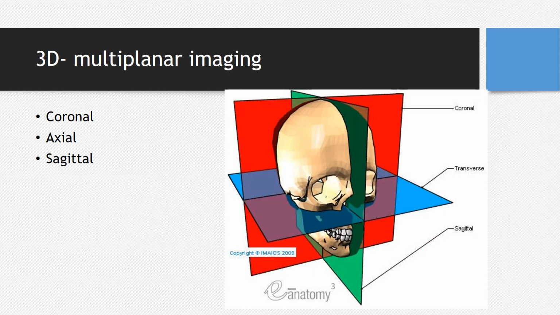In three dimensions, the terminology that we use to describe the planes or sections in which we view an image is the coronal section, which is the facial part of the section, the axial section, also called the transverse section, and the sagittal section, which cuts the face in half along the midline.